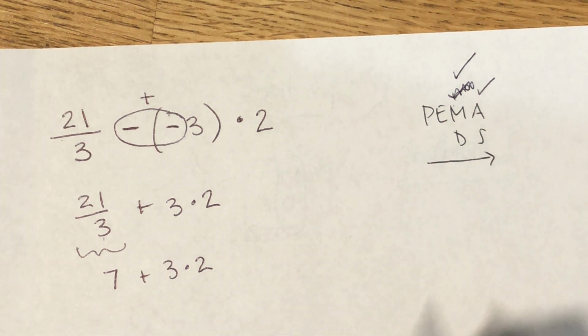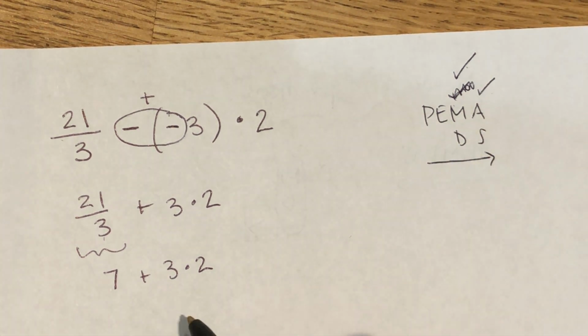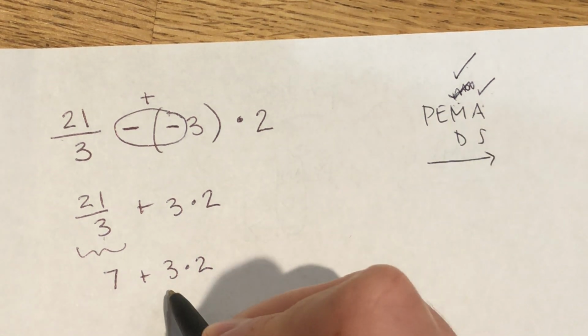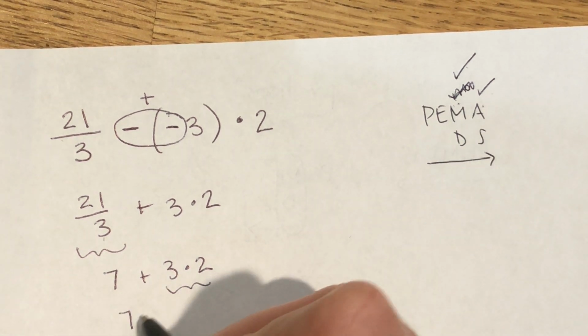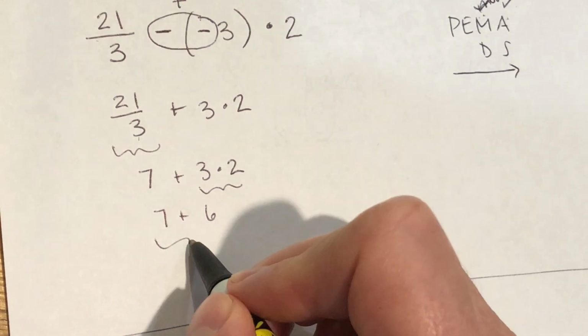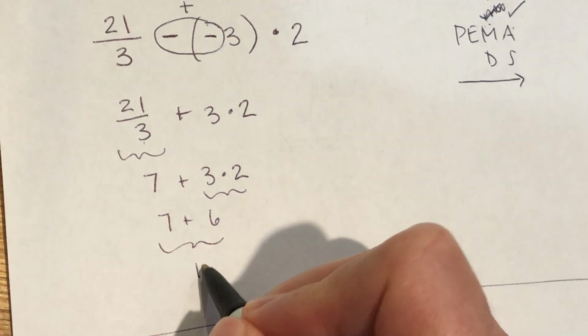Now we have to take care of the fact that we still have multiplication, we still have addition. Well, order of operations, the multiplication comes before the addition. So we take care of this piece. So 7 plus 6. And then finally, that just gives us the last step here. 7 plus 6 is 13.